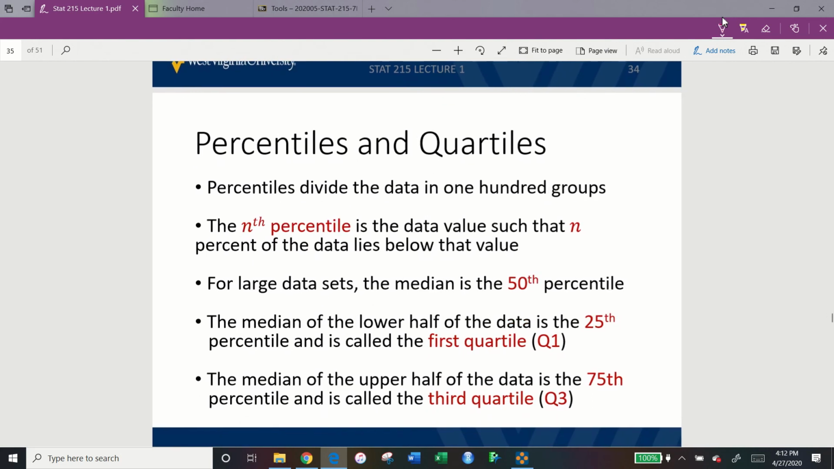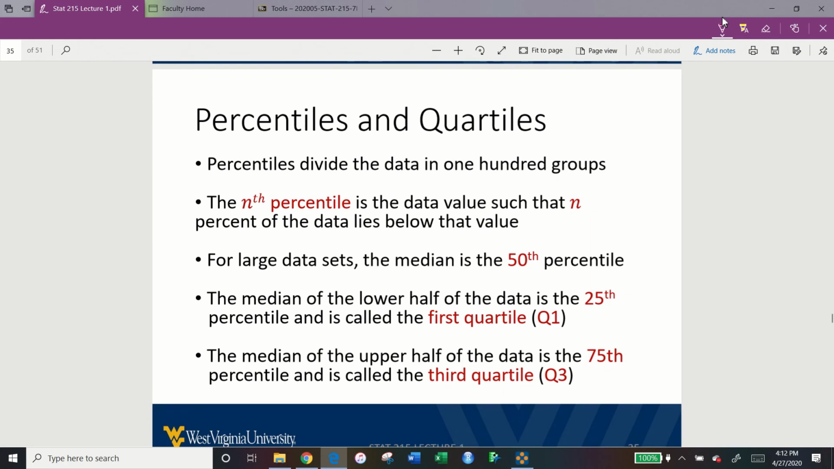Percentiles and quartiles. Percentiles divide the data into 100 groups. The nth percentile is the data value such that n% of the data lies below that value. For large data sets, the median is the 50th percentile. The median of the lower half of the data is the 25th percentile and is often called the first quartile. The median of the upper half of the data is the 75th percentile and is often called the third quartile.